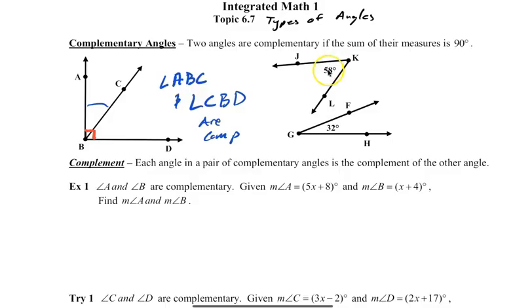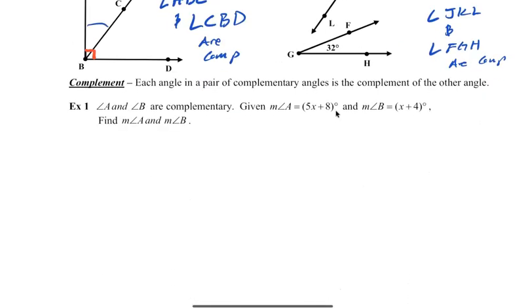Over here, right, 58 and 32, 58 plus 32 does equal 90. So angle JKL and angle FGH are complementary. Right, that just means that it has to add up to 90 degrees. That's it.